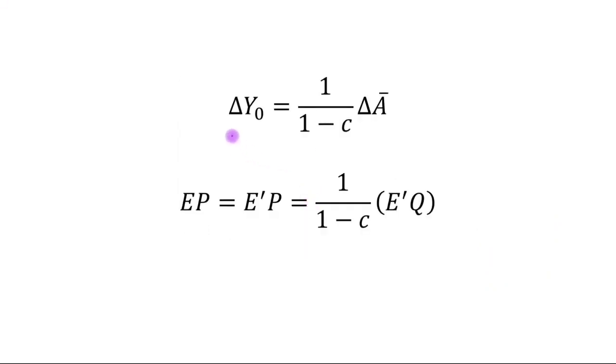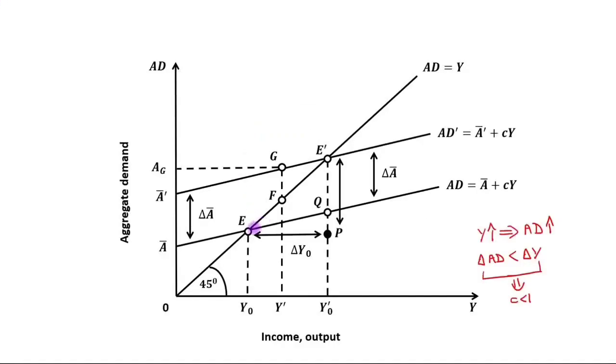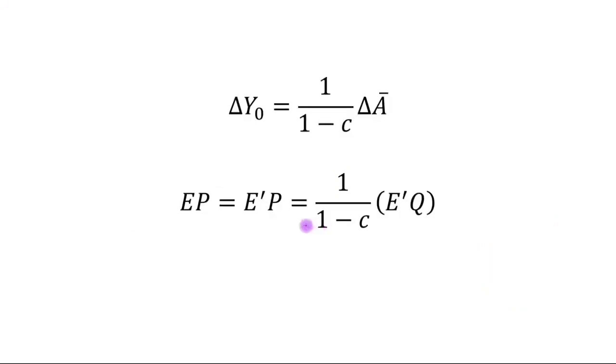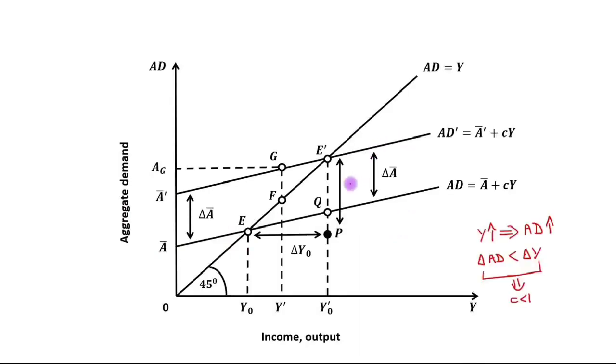Change in equilibrium level of output is equal to 1 upon 1 minus MPC times change in A bar. In our figure, change in equilibrium level of output is EP or E dash P. So I have written EP is equal to E dash P. Both represent change in Y0, the change in equilibrium level of output, which is 1 upon 1 minus MPC times change in A bar. In our figure, change in A bar is E dash Q.